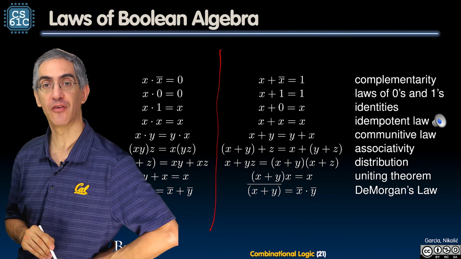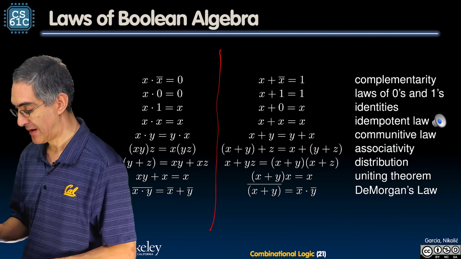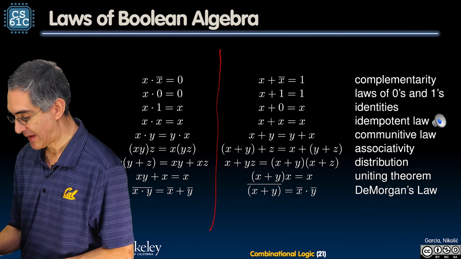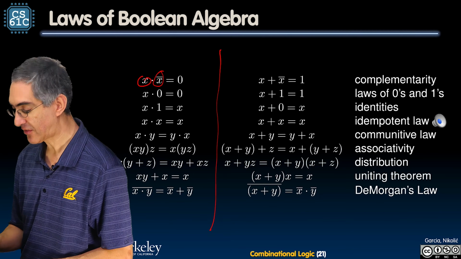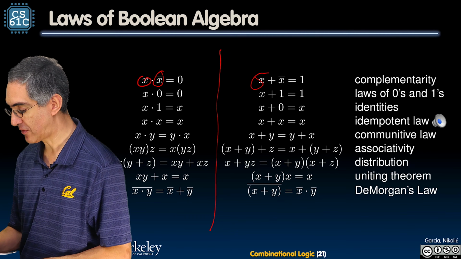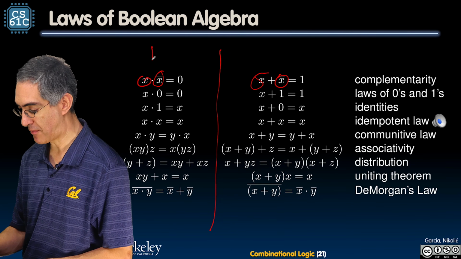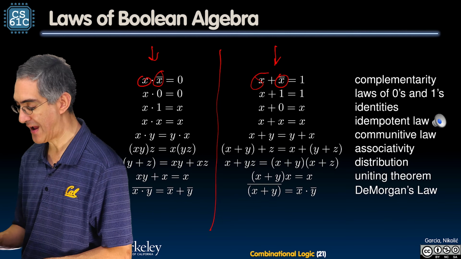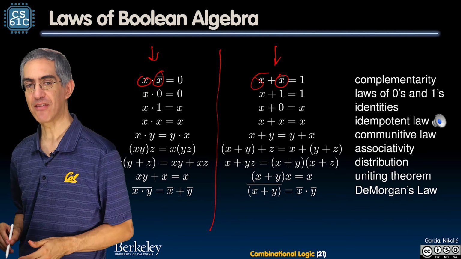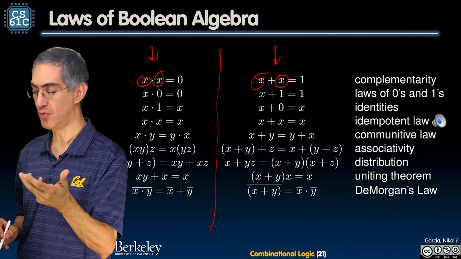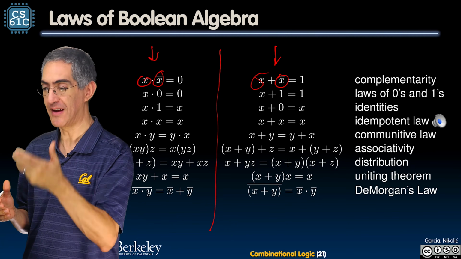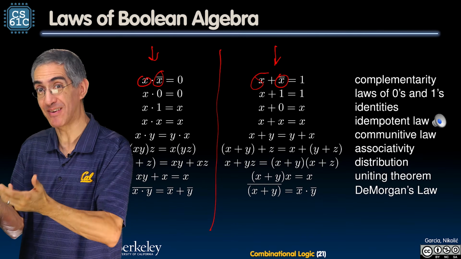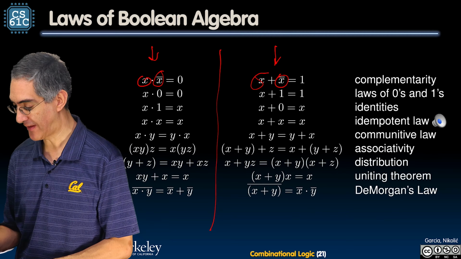The first is the law of complementarity. This says x and its complement. What is the property when you multiply them or when you add them? Can you ever have a case where you can be both true and false? Can I be both x and not x at the same time? Never happens. So that's 0.